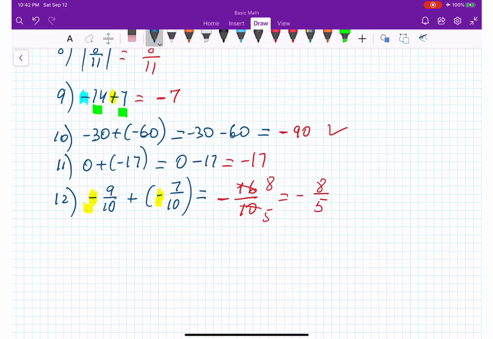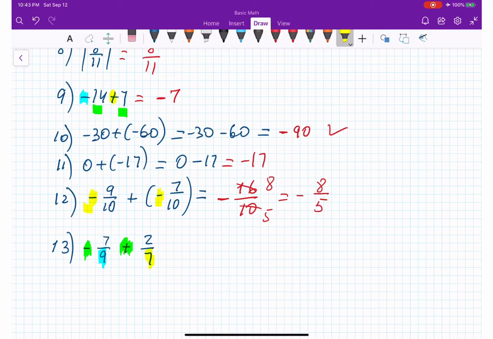Number 13. So negative 7 over 9 plus 2 over 7. There we go. We have different signs. That means we're going to subtract. Yes? Here we have negative. Here we have positive. That means we are going to subtract from each other. To be able to subtract two fractions, denominators have to be the same. What do we have in denominator? Here I have 9, here I have 7. Therefore, I am going to bring to the same denominator.